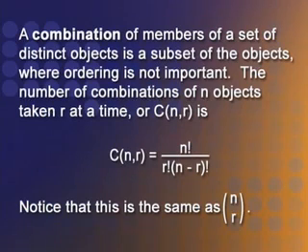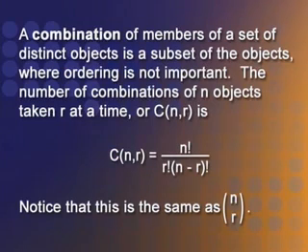Okay, let's go to the next graphic, and we'll conclude this by looking at combinations. Now, in this case, a combination of members of a set of distinct objects is a subset of the objects where the ordering is no longer important. And the number of combinations of n objects taken r at a time we'll abbreviate as C(n, r), and it's computed by the formula n factorial over r factorial times n minus r factorial. So you notice that the difference here is I have an extra factor in the denominator: r factorial as well as the difference factorial.